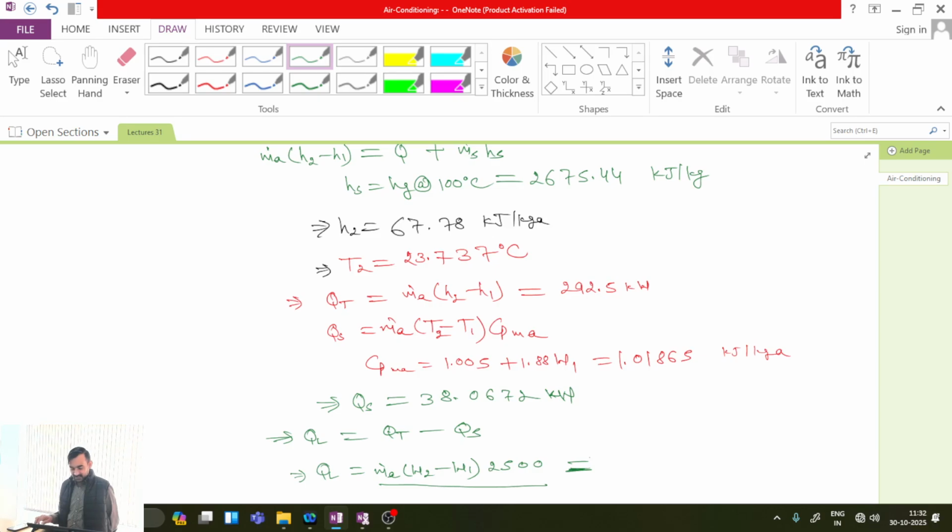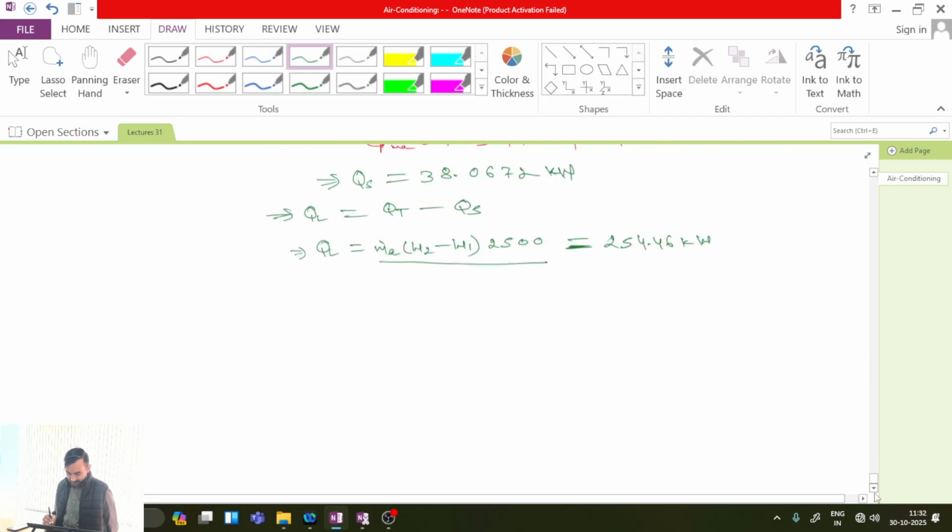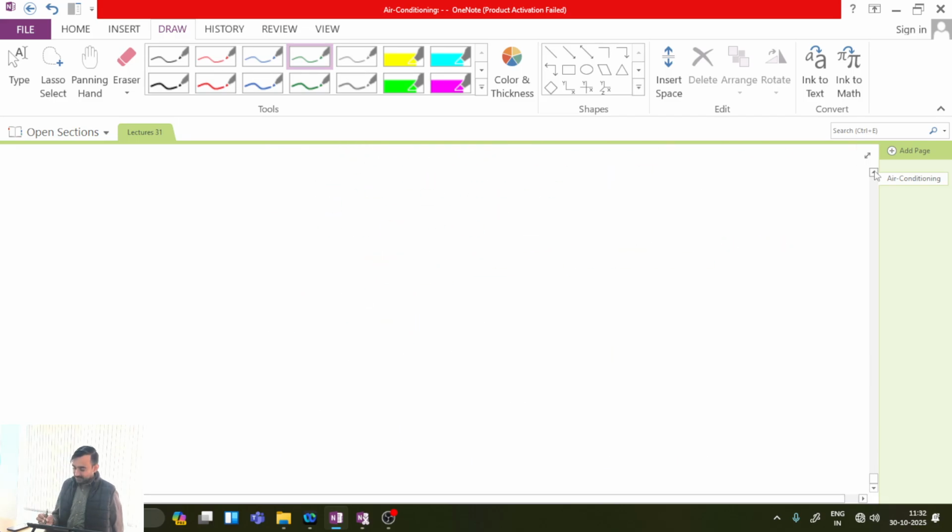254.46. Is it matching with the previous value? Is it matching with total minus sensible? Matching? Okay. Let's then go for the next problem.